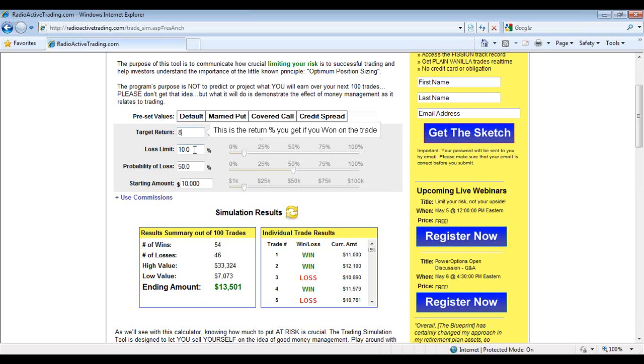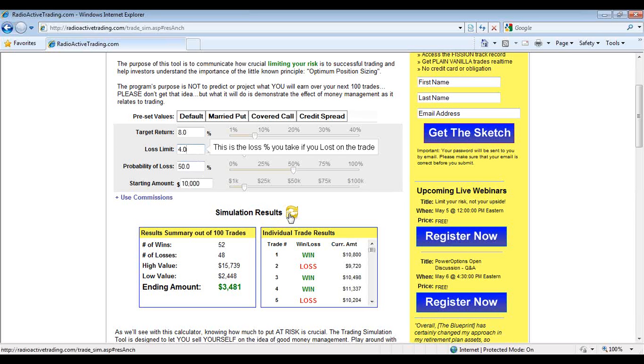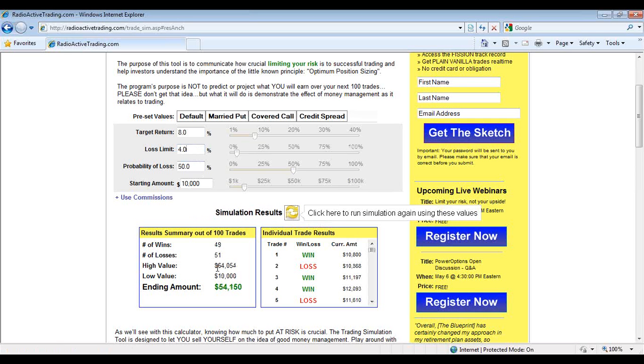And I know that sounds weird. Okay, that's what I'm going to do. I'm going to lower it, but I'm going to also lower the loss limit. I'm going to take it down to about what my loss record has been. Okay, my loss record has been 4%. Okay, now let that simulation see what happens.